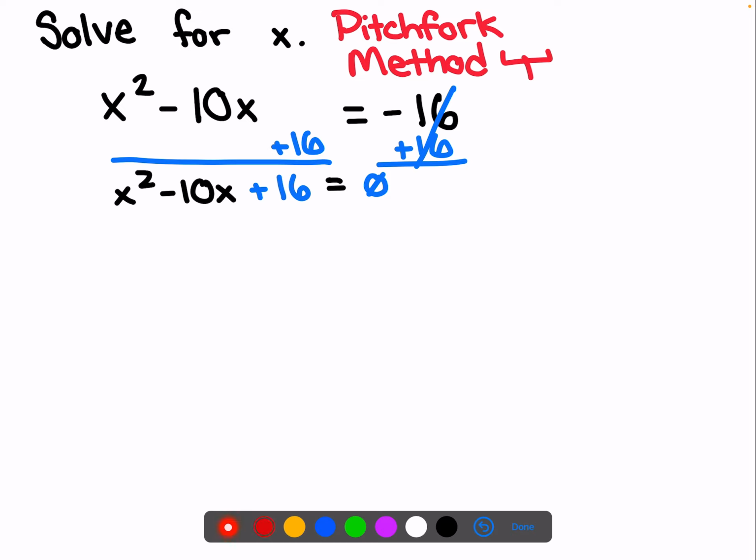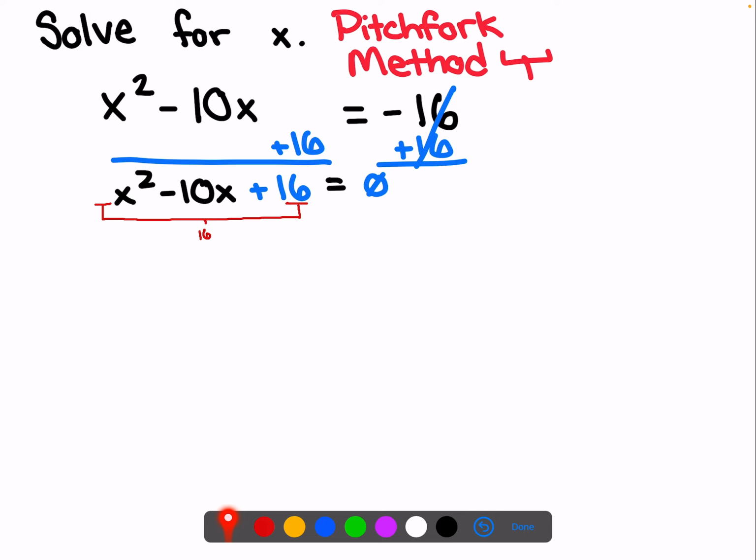At this point, I'm going to take my a value and multiply it by my c value. That's why it's called the pitchfork. That will, of course, give me 16. Now, typically you don't need to do that step if your a value is 1, but if it's a different number, it's essential that you do that.